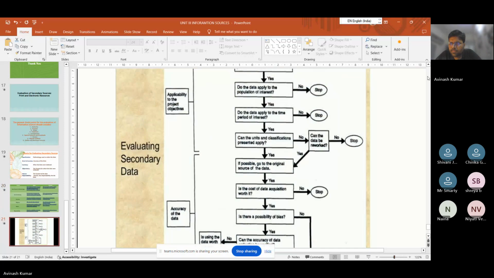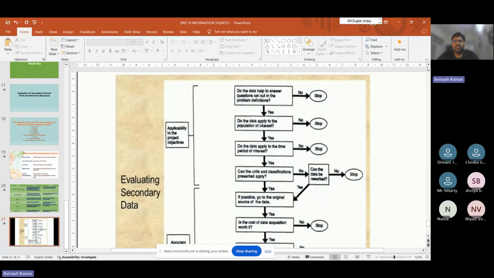Okay, so yes. First, do the data help to answer the question set out in the problem definition? सबसे पहले जो है डेटा को हम उसमें देखेंगे, क्वेश्चन और आंसर को देखेंगे कि ये हमारे प्रॉब्लम को फाइंड आउट करता है या नहीं करता है. Then you go further. It means if you find that data is not required for your research, it means this data is not useful, then you can stop your research. If you find that yes, the data is important, then you can go on.